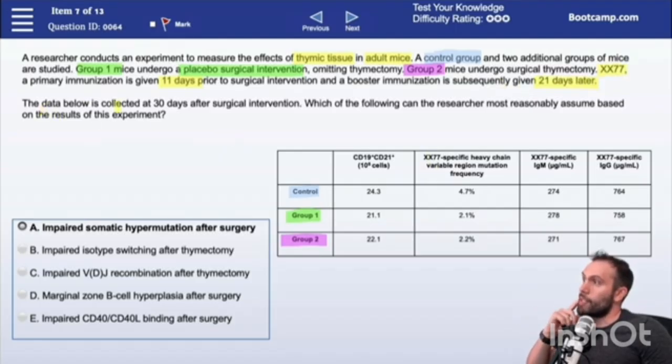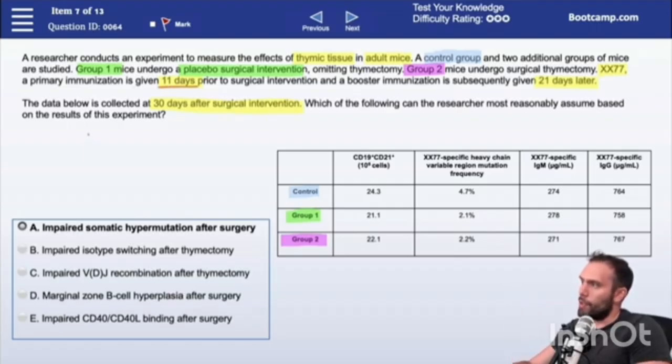So the data below is collected at 30 days after surgical intervention. Which of the following can the researcher most reasonably assume based on the results of the experiment? Again, it appears like a tough one. And with these things, you have to keep track of the days, right? The primary immunization is given 11 days prior to the surgical procedure.